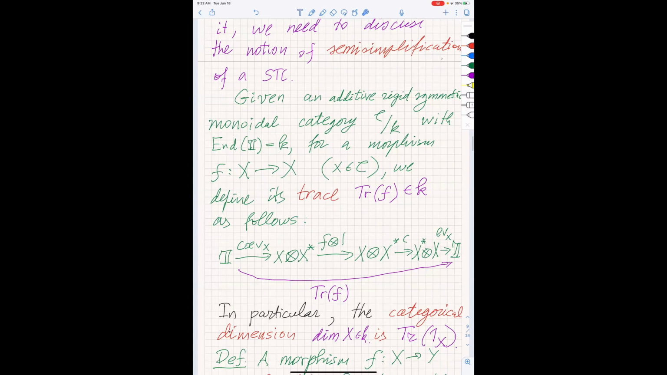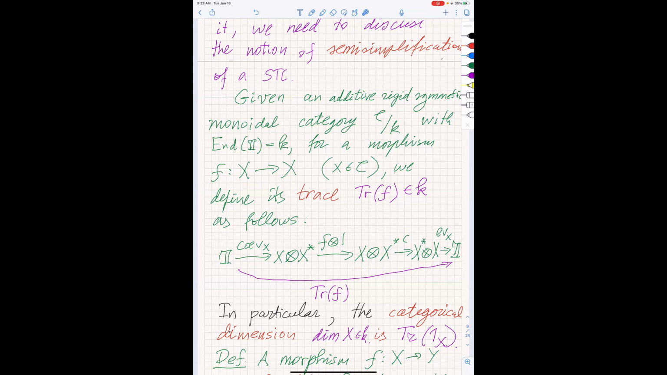If you have an object X, first of all, I said that all objects are rigid, which means that they come with evaluation and co-evaluation morphisms. The co-evaluation morphism goes from 1 to X tensor X dual, and the evaluation morphism goes from X dual tensor X to 1. Then I take the co-evaluation morphism, and I act by my endomorphism F on the first component, so I go to X tensor X dual. Then I take the braiding map to switch X dual to go to X dual tensor X. And then I use the evaluation morphism back to 1.